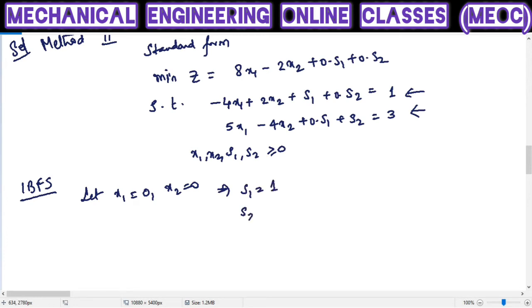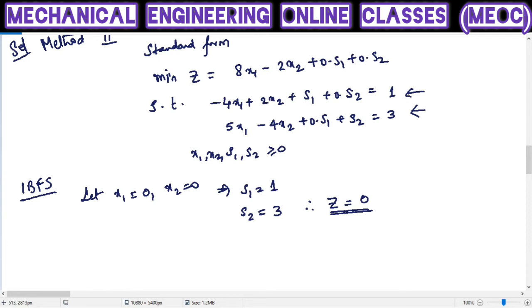1. Similarly, s2 is equal to this, and these are zeros. Only s2 is left. So s2 is equal to 3. That is this. So this is the IBFS. This is also positive, this is also positive, 0 or positive. So that means they are feasible solutions. And the corresponding value of z is, this is 0, this is 0, this is made 0, this is also made 0. So z is 0. This is the IBFS.